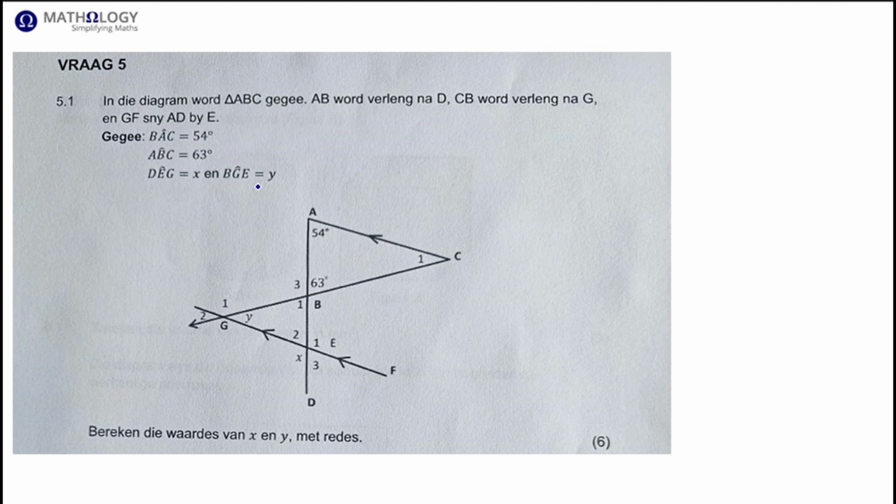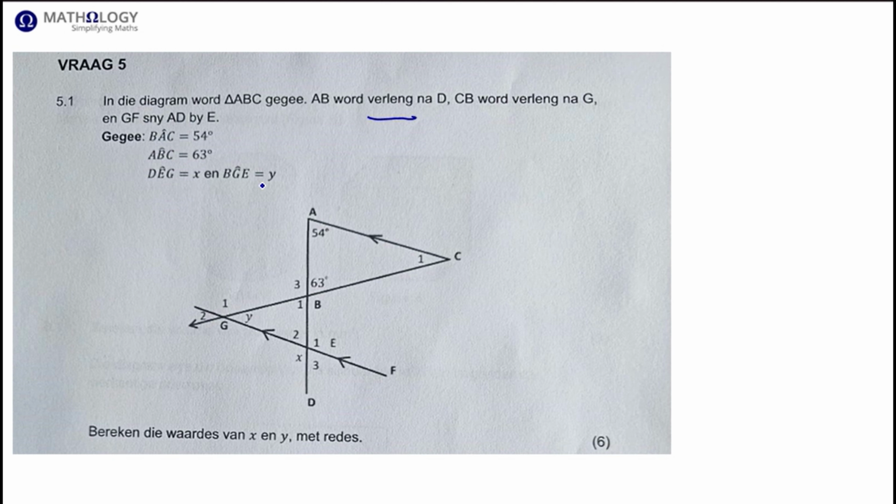In the diagram, we're given triangle ABC. AB is extended to D. Extended means that AB forms a straight line ABD. That's what extended means. So we know that ABD is a straight line. Likewise, CB is extended to G, so CBG is also a straight line. GF cuts AD at E.